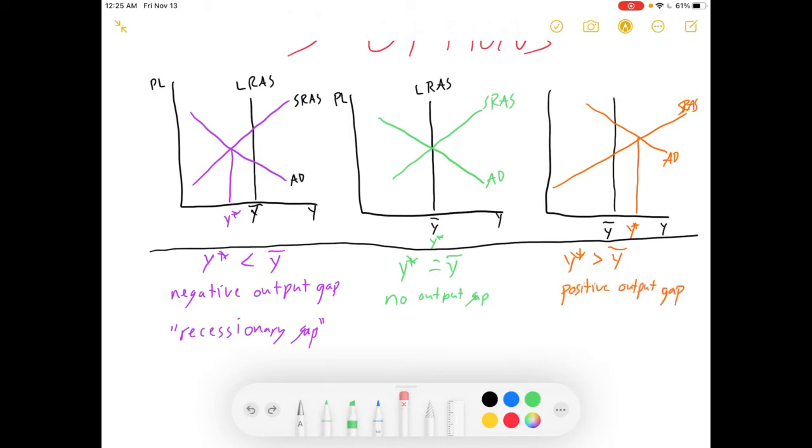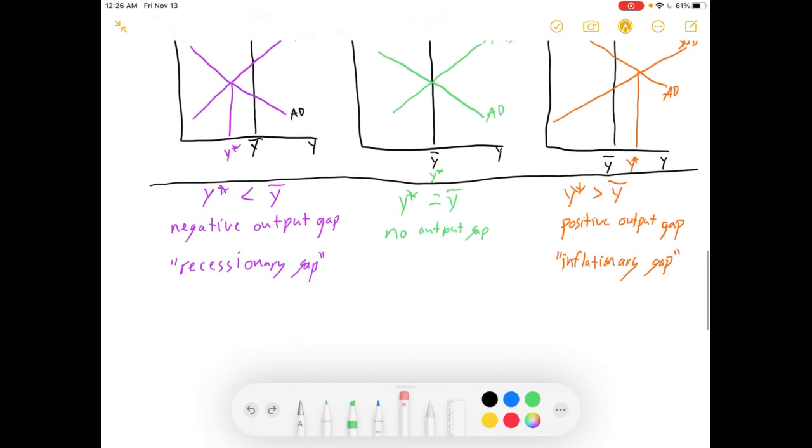For the orange, it's a positive output gap because we're producing more than potential GDP. We also call this an inflationary gap, and I'll explain why in a little bit, but basically, in order for the economy to fix itself, you're going to get some inflation.